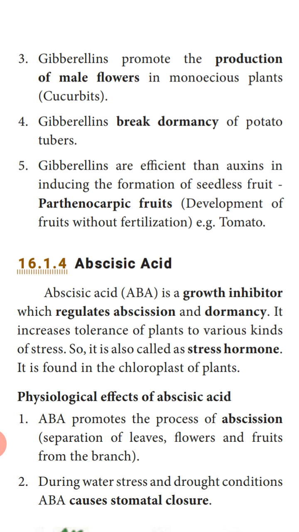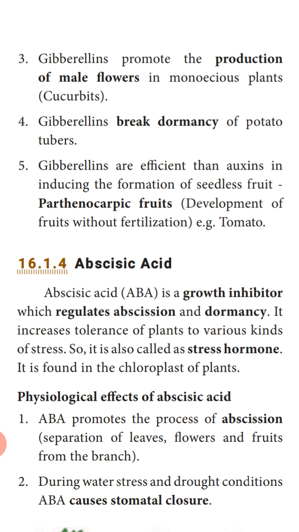The next physiological effect is that gibberellins are more efficient than auxins in inducing the formation of seedless fruits, that is, parthenocarpic fruits. Already, when studying auxin, we saw that fruit formation normally takes place only by fertilization, but some fruits can be made to develop without fertilization. Any part of the flower can be developed into fruit without fertilization. That is called parthenocarpic fruit, and these fruits are seedless.